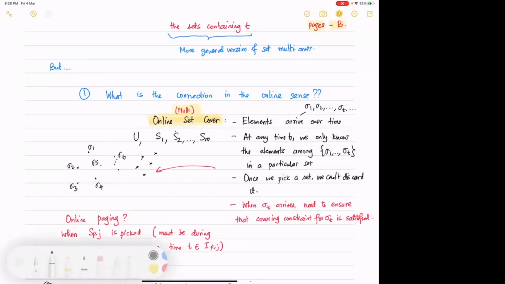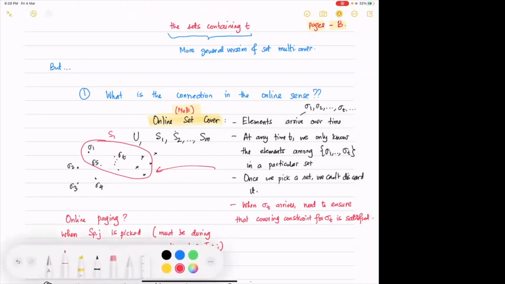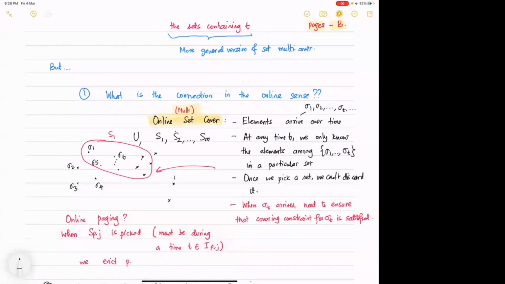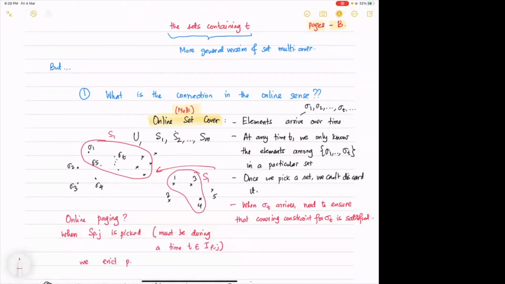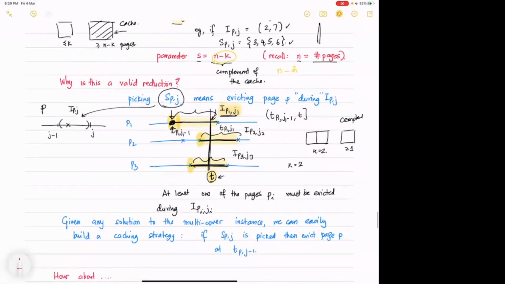And the same happens for sets. Suppose this is some set S1, then you only know the elements present in S1 which have arrived. In some sense you only know the projection of these subsets to the elements which have arrived so far. Let me make it more concrete. Suppose 1, 2, 3 have arrived, and you have not seen 4 and 5 yet. And suppose S1 was some set like this, then as far as I know, S1 contains 1, 3 only. And when 4 arrives, I will see that S1 contains 4 also. And this is consistent with our definition here.